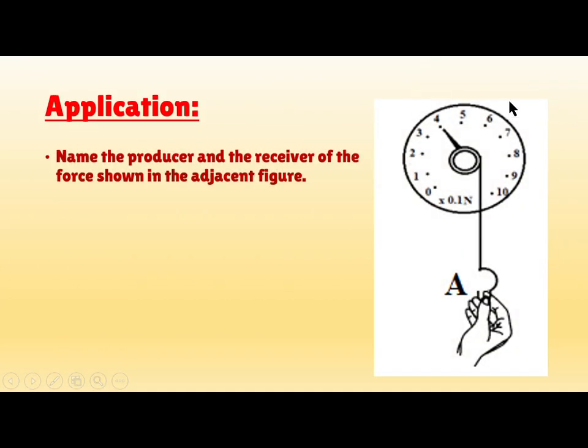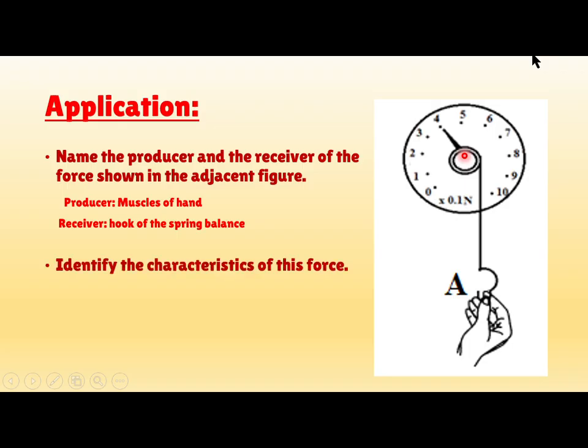Let's do this application. Name the producer and the receiver of the force shown in the adjacent figure. The producer of the force, we can say, is the hand, the muscles of the hand, the human, for example. The receiver of this force is the hook of the spring balance. This is called the spring balance, and we pull here at this point, the hook of the spring balance.